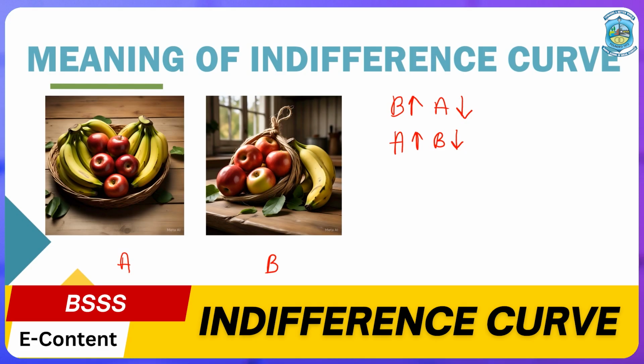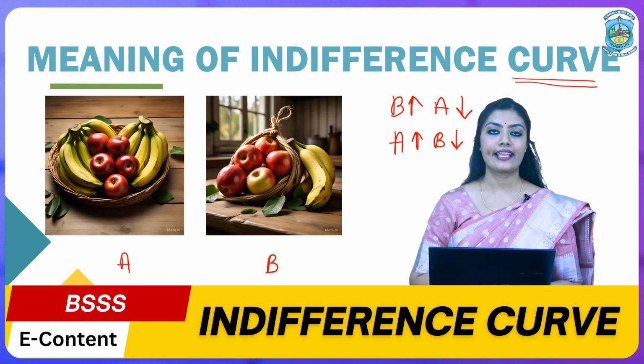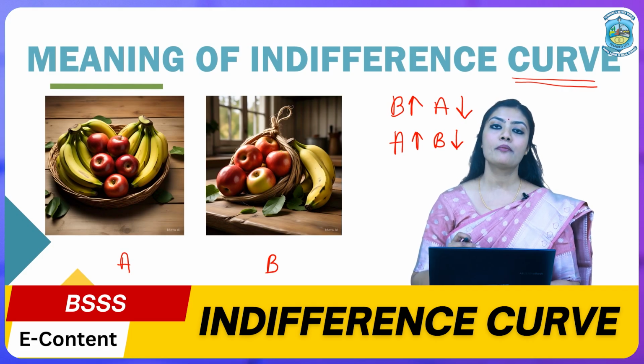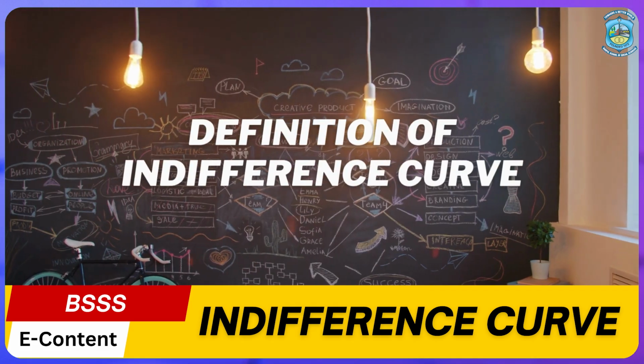And if it is plotted in the form of a graph, it becomes an indifference curve. So, in short, I can say that an indifference curve is a combination of two goods about which a consumer is completely indifferent because it will yield him the same level of utility.